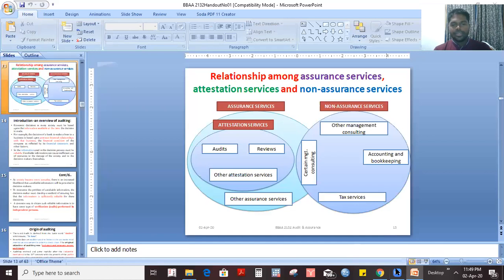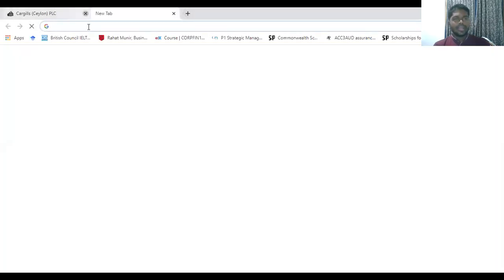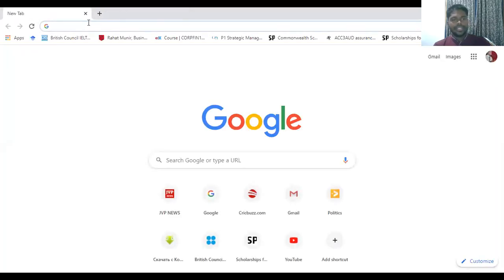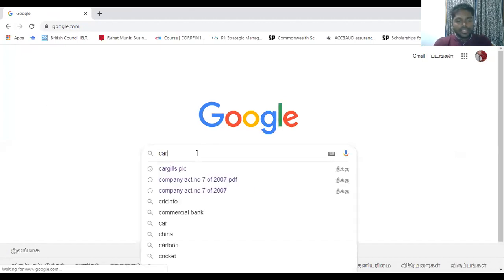I'm going to show how to download the annual reports of a particular company. Okay, I'm going to share this Google Chrome. Here, go to Google. Here you can type a particular public company. So here I am typing Cargills PLC.